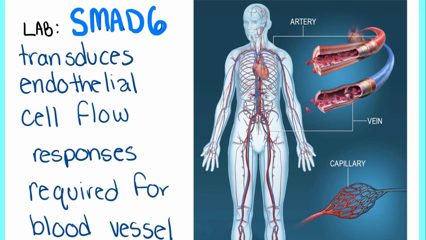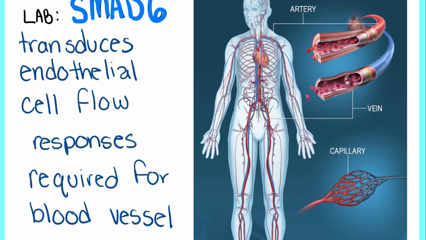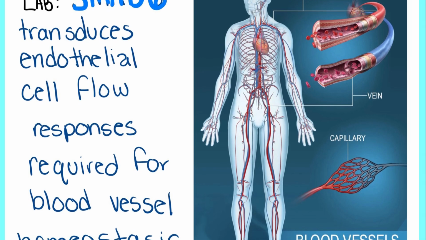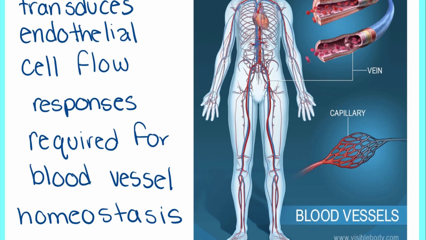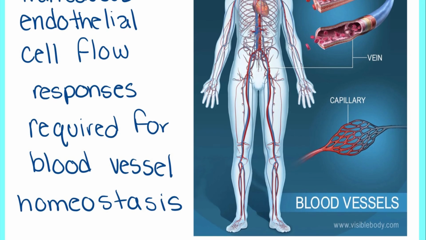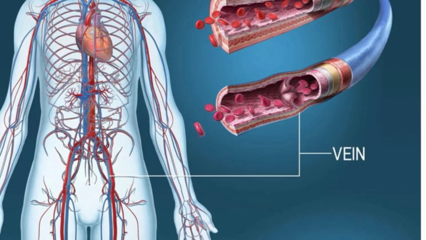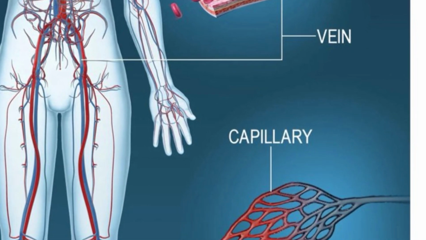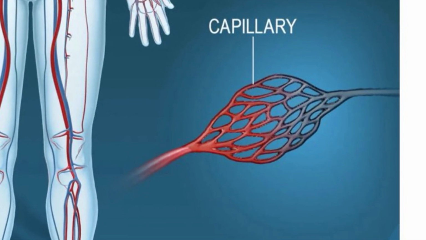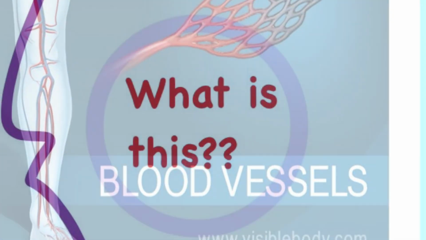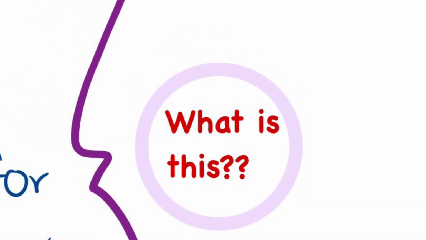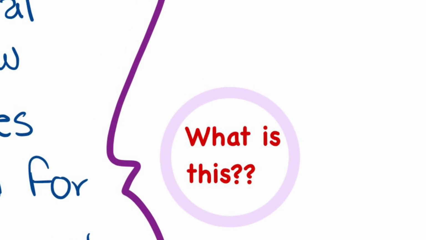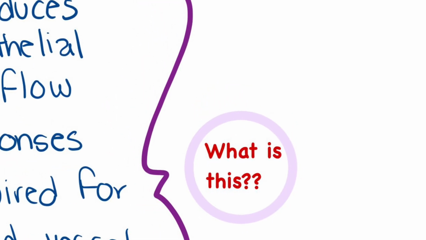The lab that we are focusing on today is "SMAD6 transduces endothelial cell flow responses required for blood vessel homeostasis." The blood vessels include the arteries, veins, and the capillaries. But wait, what does this all mean? Don't worry, me too. After some researching, I found a way to break down this title to y'all.